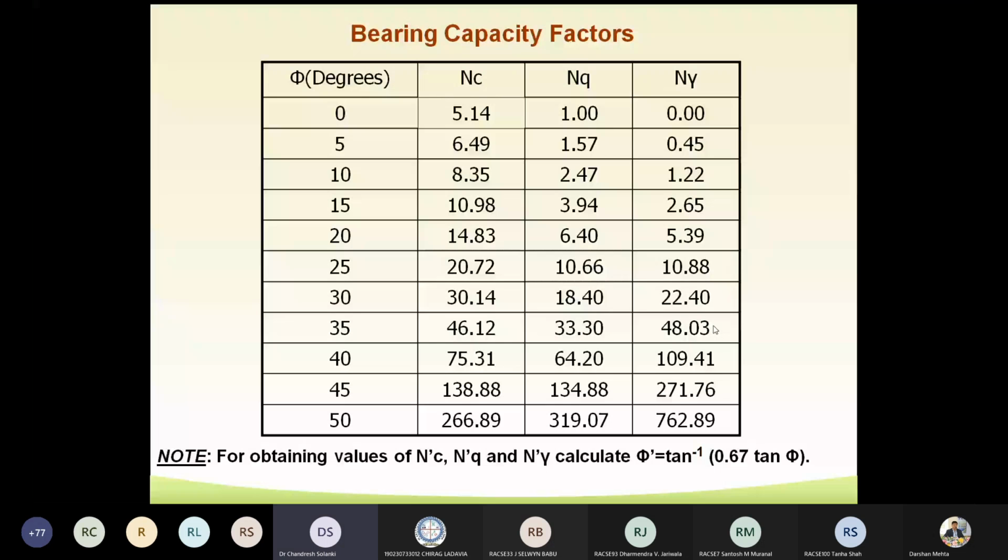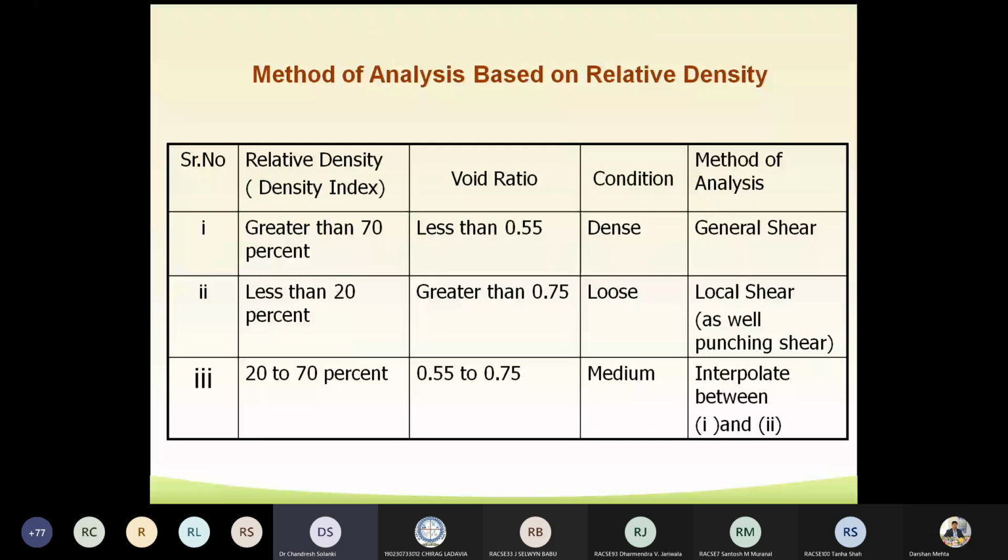It has been mentioned that whenever the void ratio is less than 0.55, the soil is considered to be a dense sand, and the probable method of analysis is general shear failure. Whereas if it is greater than 0.75, the soil is considered to be a loose sand, and you have to go for local shear failure. However, in our case, the void ratio value is between 0.55 and 0.75. It is 0.656 in our case, hence the method of analysis is interpolated.